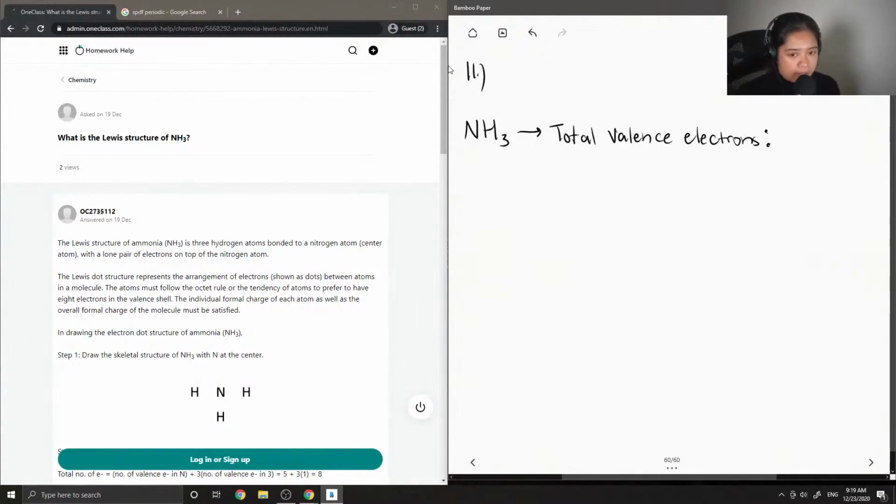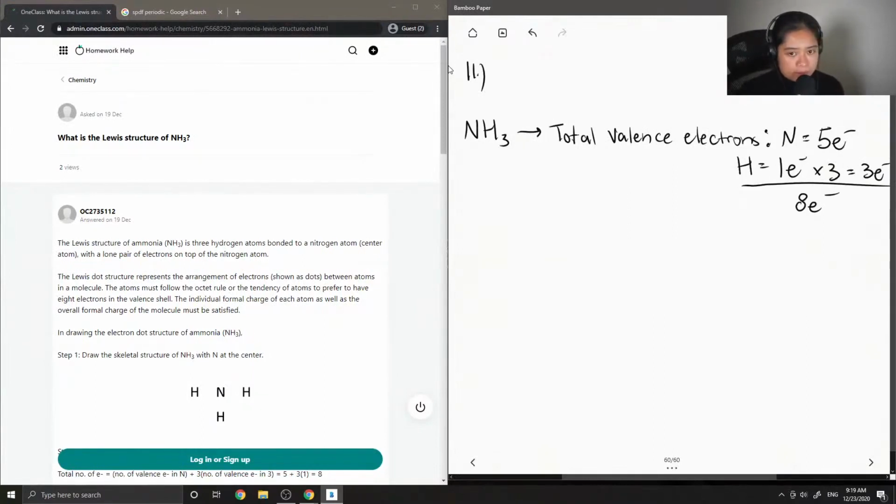So in the case of NH3, for nitrogen, there are 5 valence electrons, and for hydrogen, each hydrogen atom has 1 valence electron, and there's 3 of them. So the total number would be 8.